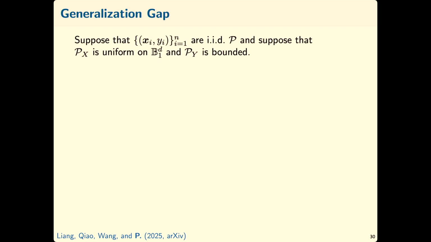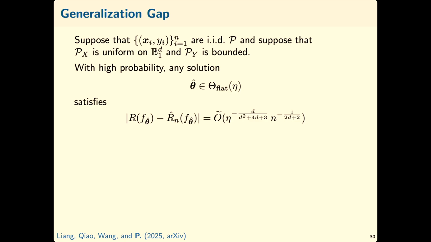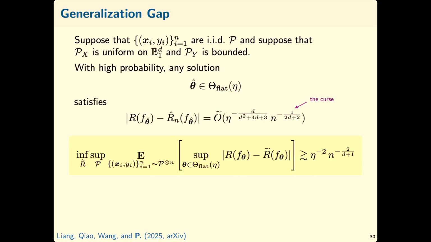Here we'll suppose that x's and y's come from some distribution p. For technical reasons, we do need to assume the x distribution is uniform, and the y distribution just has to be bounded. Then you can show that with high probability any solution in this flat class will satisfy this generalization gap bound right here. Once again, you see that this rate suffers the curse of dimensionality. And then we were wondering, is this actually necessary? This is a big mess to read, but essentially what we showed is that uniformly over this flat class, if we take the infimum over all risk estimators, which is what this R tilde is, then we have this lower bound as well for the generalization gap, which is n to the minus 2 over d plus 1.